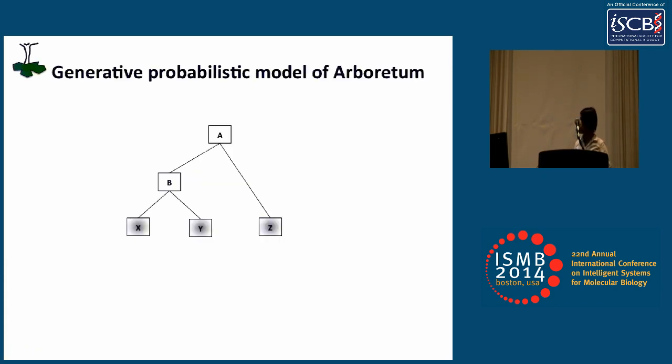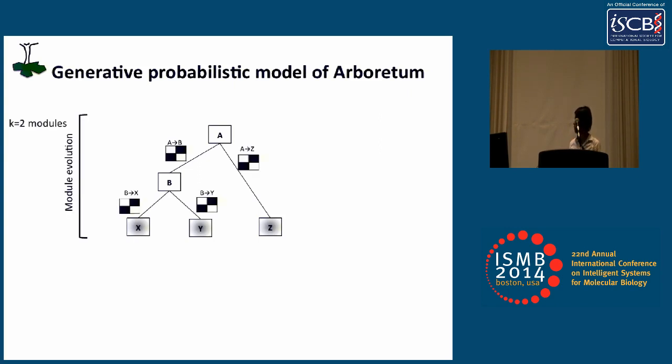Just to give you an idea of what the different components of the model are, there are 2 parts to it. The first part is associated with the module evolution process. This is an example phylogenetic tree with 3 species and 2 ancestral species. As an input to the algorithm, we take the number of modules.